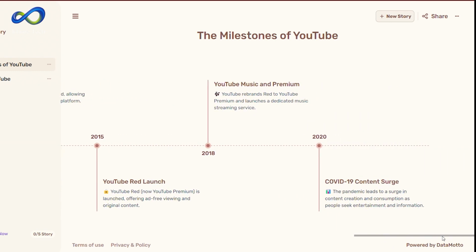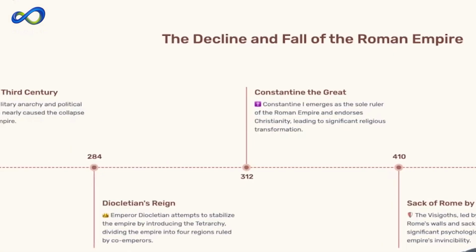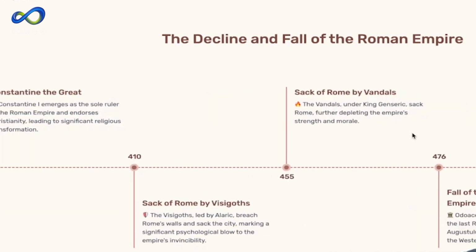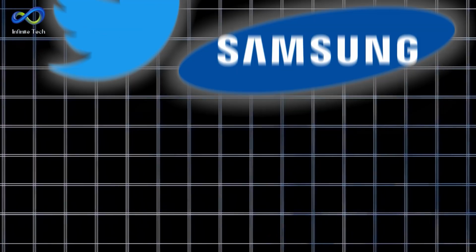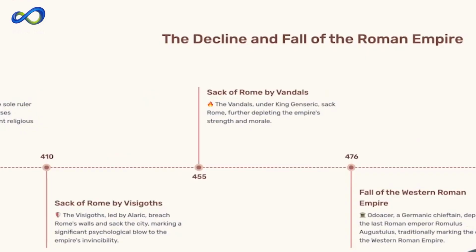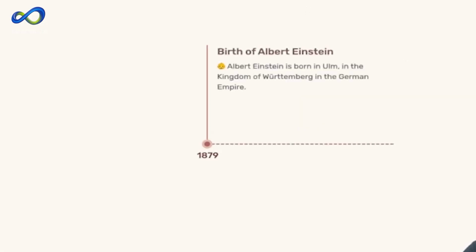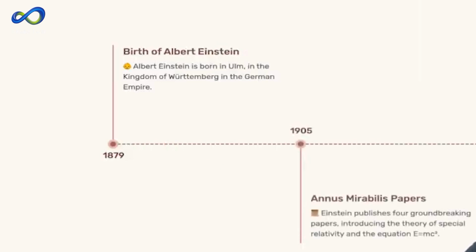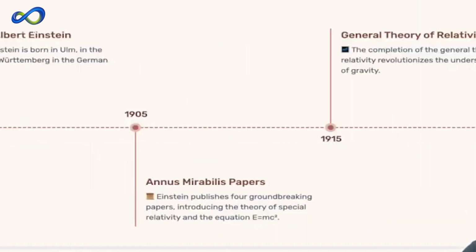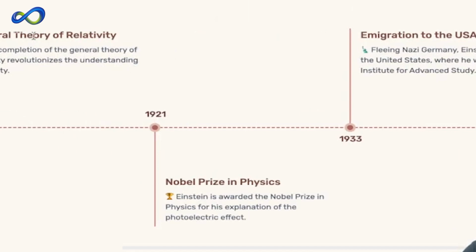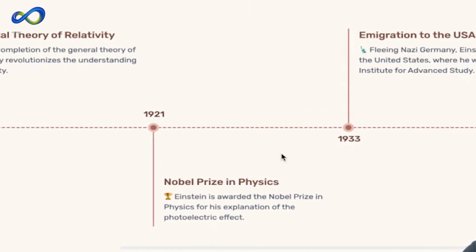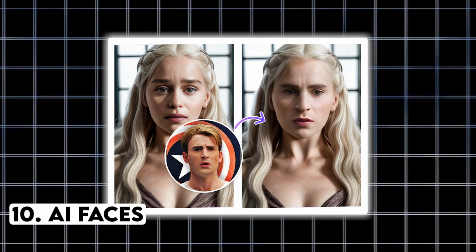How cool is that? With My Lens, you can dive into the history of pretty much anything, whether it's Twitter, Samsung, Apple, or you name it. It's like having a personalized historian at your fingertips. My Lens sifts through the vast historical data and highlights the key points for you. And here's the kicker. If you ever want to keep these awesome timelines for future reference, just hit the download button. It's super nifty.